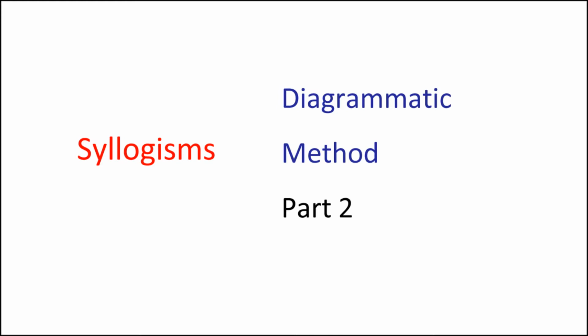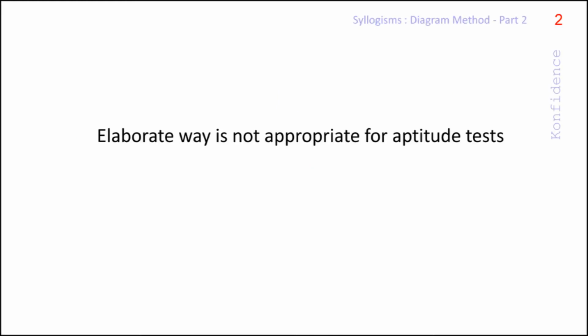In the earlier presentation, we discussed the question Q1 in great detail. There we felt that such an elaborate way of doing syllogisms is not appropriate for aptitude tests because of the time constraints. In this presentation, we shall see how to do questions faster using the diagrammatic method itself. The trick is to work with just one diagram to represent a premise and imagine all other possibilities in the canvas of our mind. Let us learn to do that.